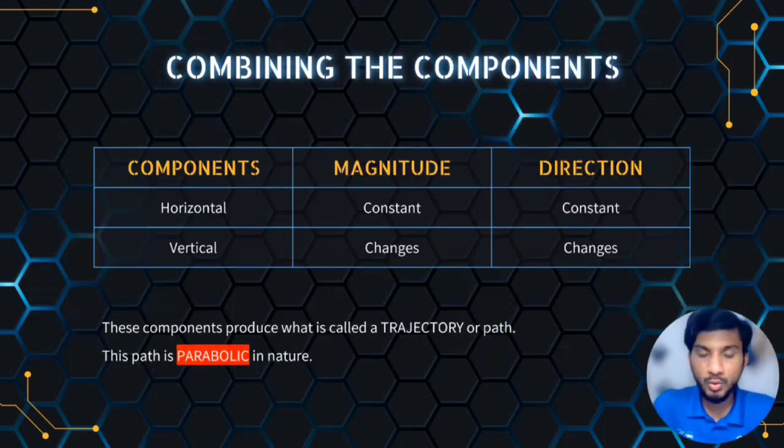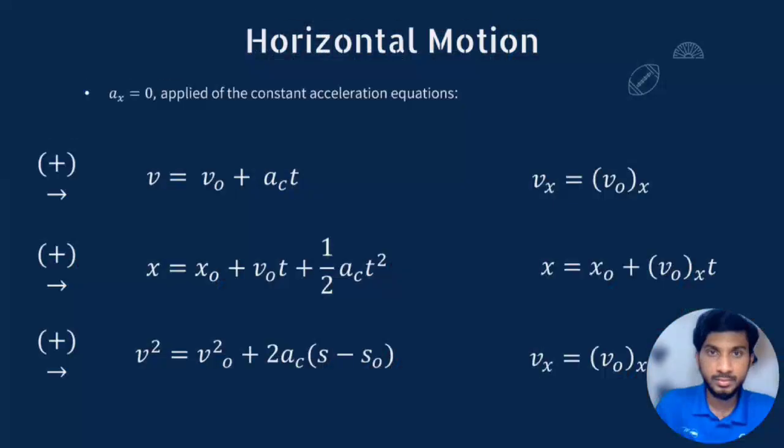They are the two components of the projectile's motion, which are horizontal and vertical motion. Horizontal motion, known as the x-axis. Since ax equals 0, the velocity in the horizontal direction remains constant and the position in the x direction can be determined by this equation, which is x equals x naught plus v naught x t.